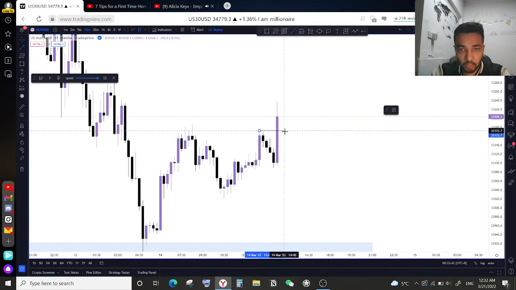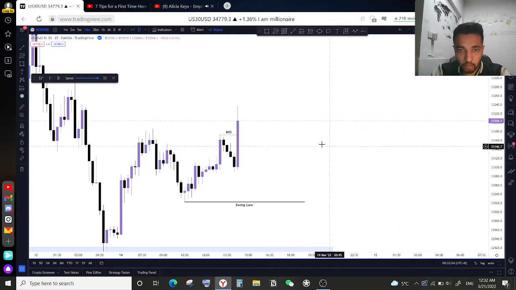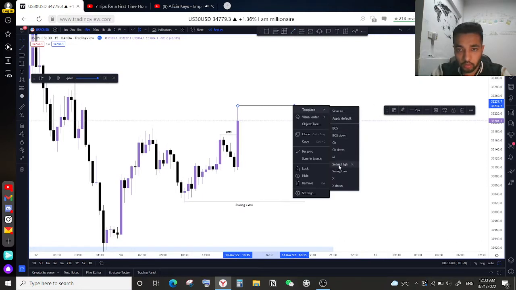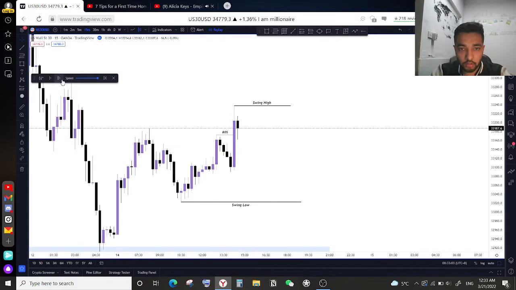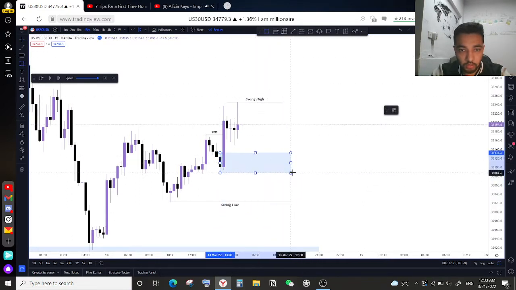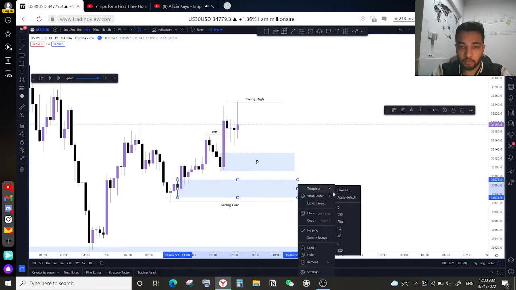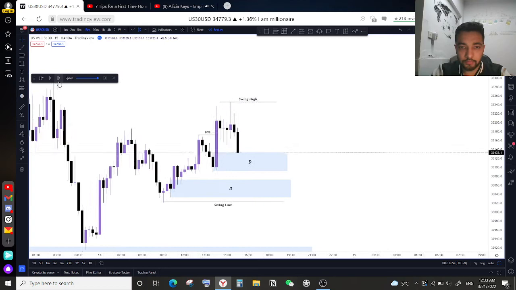At that time I come to my charts, we have a break of structure to the upside, and we are now at the lowest part of this. This is our swing low, and this should be our swing high somewhere here, I believe. Let's see how it works out. Okay, very nice. This is our swing high so far, and we've got a demand zone here, and another demand zone here as well. We've got to see from where it rejects. Let's see how it works out.